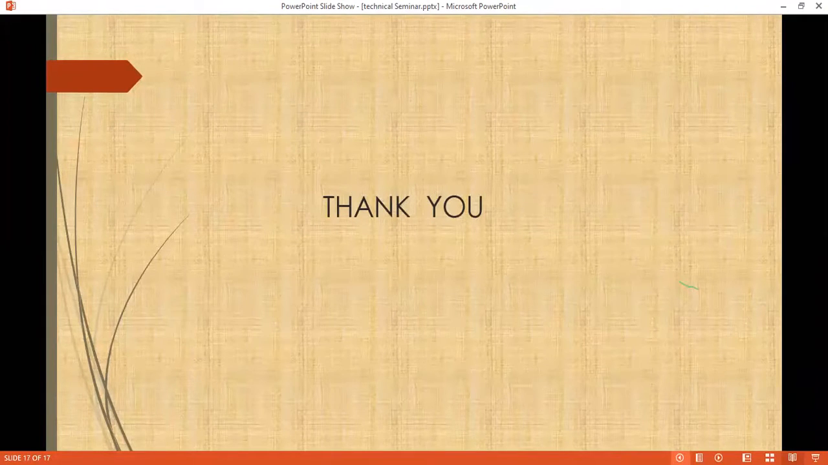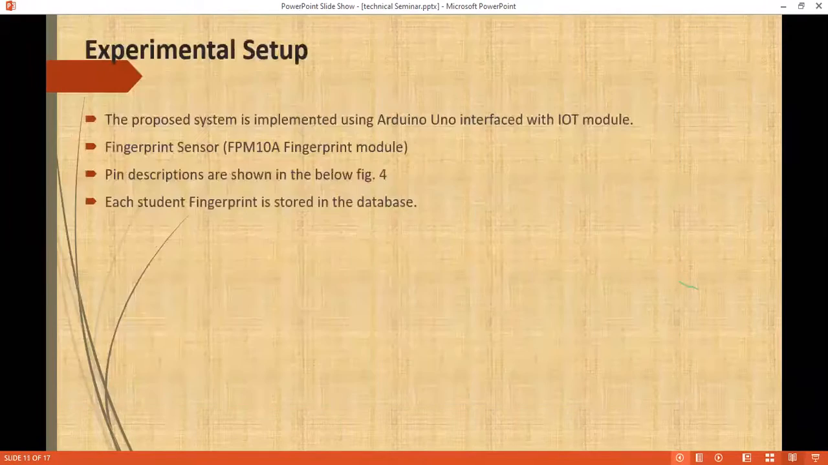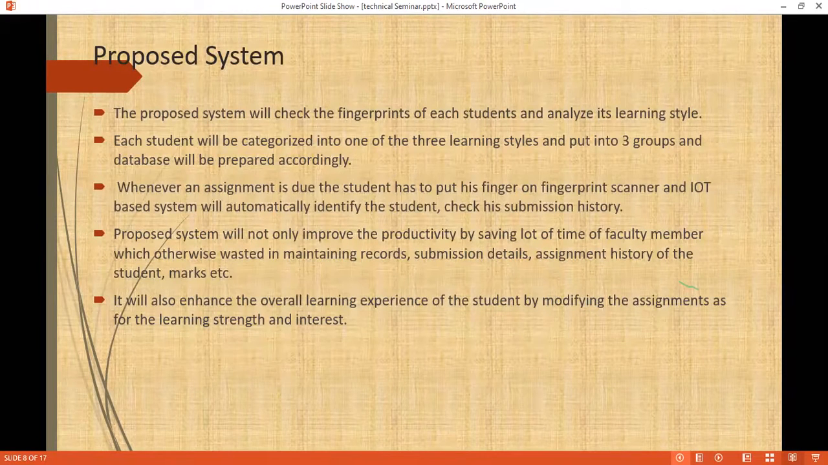Go to proposed system point 3. Go to that slide. There's a third point which I wanted you to see. Not that, yeah, this one. So whenever an assignment is due, the student puts his fingerprint on the scanner, and this will automatically check his submission history. Do you know how this happens? Because you said automatically identify the student. So how does it automatically identify the student?